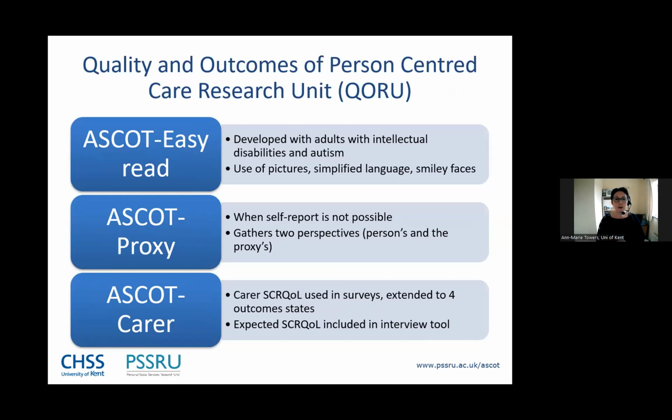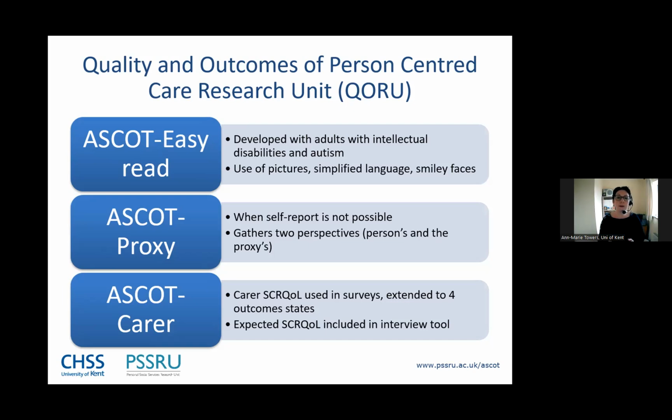So I just want to mention the work that was undertaken as part of one of the policy research units, Quality and Outcomes of Person-Centred Care, which is led by Professor Julian Forder. And there was a series of studies within that 5-year policy research unit programme of work led by my colleagues. And if I start name checking, I'm going to miss people, but you can take a look at our website and see all the papers, the references around this work. But particularly, I want to mention James Cales and Stacey Rand, who were involved heavily in both the Easy Read, the proxy, and the ASCOT carers.